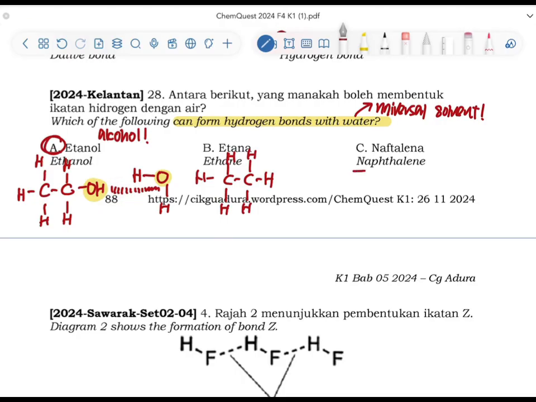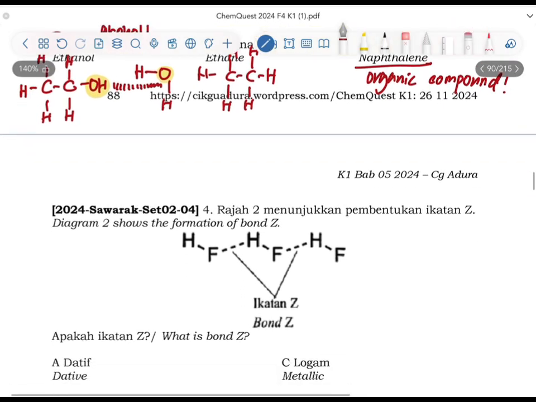The same goes for naphthalene. It is also an organic compound, so it does not meet the requirement for the bond formation. So the answer would be A.